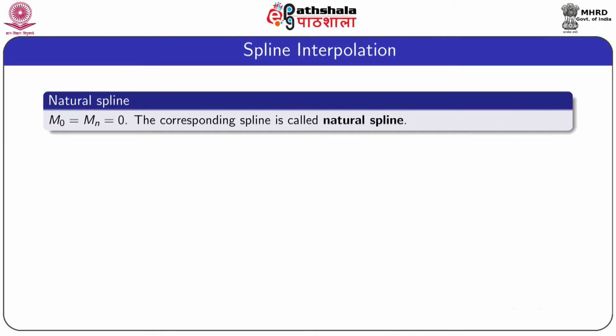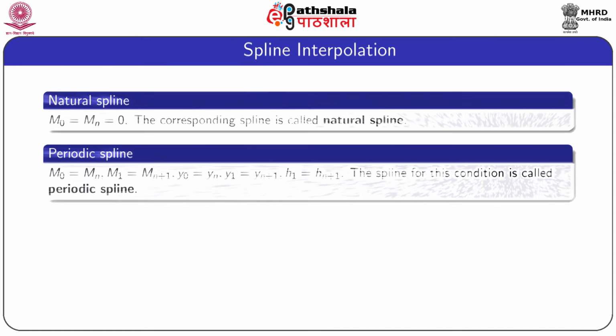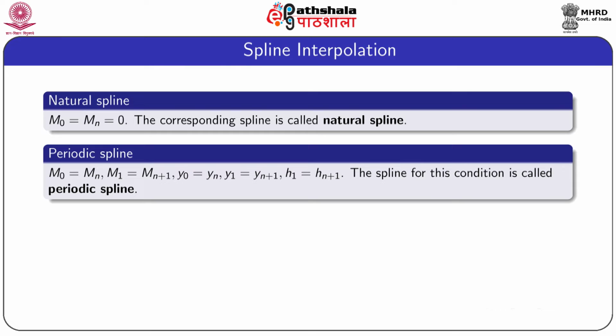Here we consider some particular cases for cubic spline interpolation. The first case is the natural spline. This is a very simple case. In this case, we assume that m0 equal to 0 and mn equal to 0, and the corresponding spline obtained by assuming this condition is called the natural spline. Another condition is this one: if m0 equal to mn, m1 equal to m_{n+1}, y0 equal to yn, y1 equal to y_{n+1} and h1 equal to h_{n+1}, then the corresponding spline is called the periodic spline.